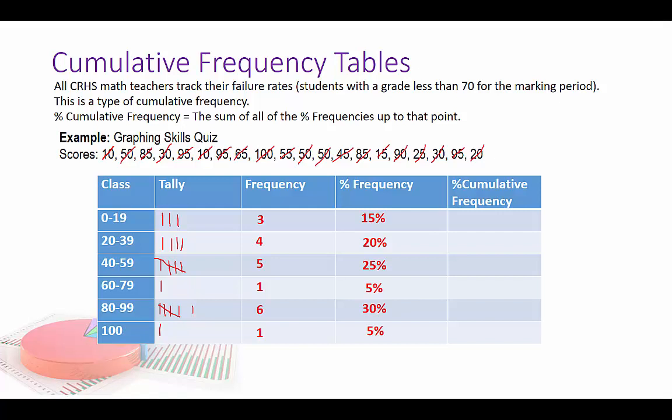Now, the new thing we're going to be doing is cumulative frequency. And so basically that means I'm going to add up all the frequencies up to that point. So right here, initially, I don't have any frequencies before this, so this starts with the 15%. So I'm using that point. For this next one, I add the 20% to this. So 20% plus 15% is 35.